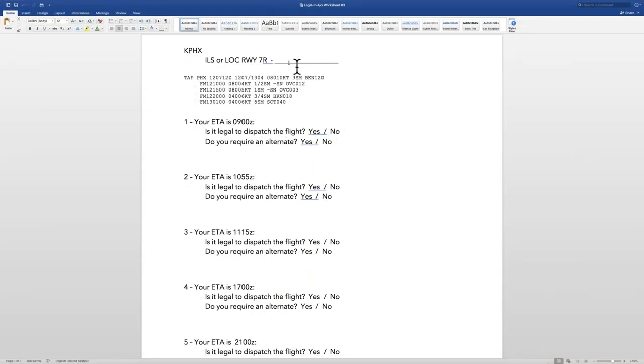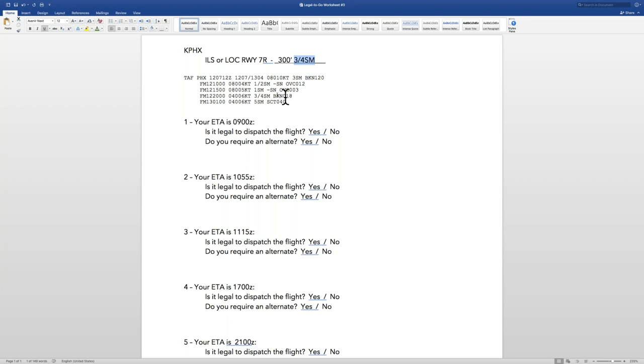All right, so we got 300 feet for our ceilings and 3/4 mile for our viz. So what are we looking at when determining legal to go? Visibility statute miles. Exactly. So our visibility, that's the only thing we're concerned about. So are there any lines in our TAF that are below our landing minimums and would not be legal to go? Yes.